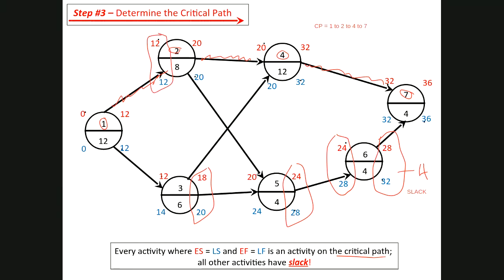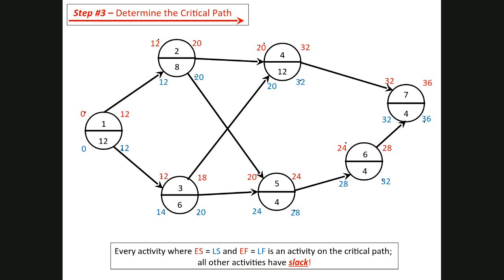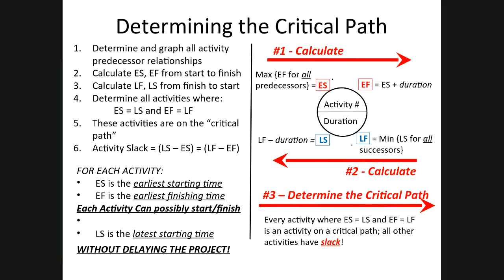Okay, so that's what we've done. So now we know that this house can be built in 36 weeks, and that tasks 1, 2, 4, and 7 must be completed on time, and that tasks 3, 5, and 6 have slack. So that's all what we've done to complete our network. So this is a summary of what we've done.